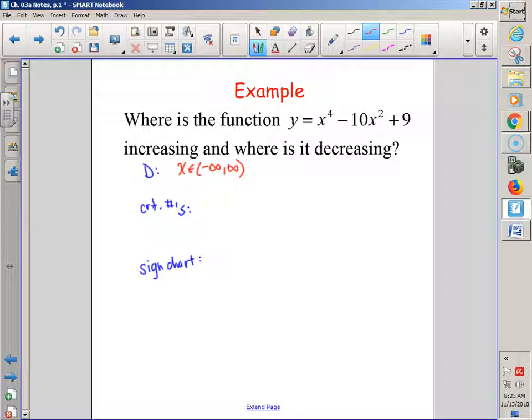Okay. Critical numbers. What do we need to find? This was what your homework was. Derivative. And then simplify it and pitchfork it. This one's easy though, right? So what's y prime?